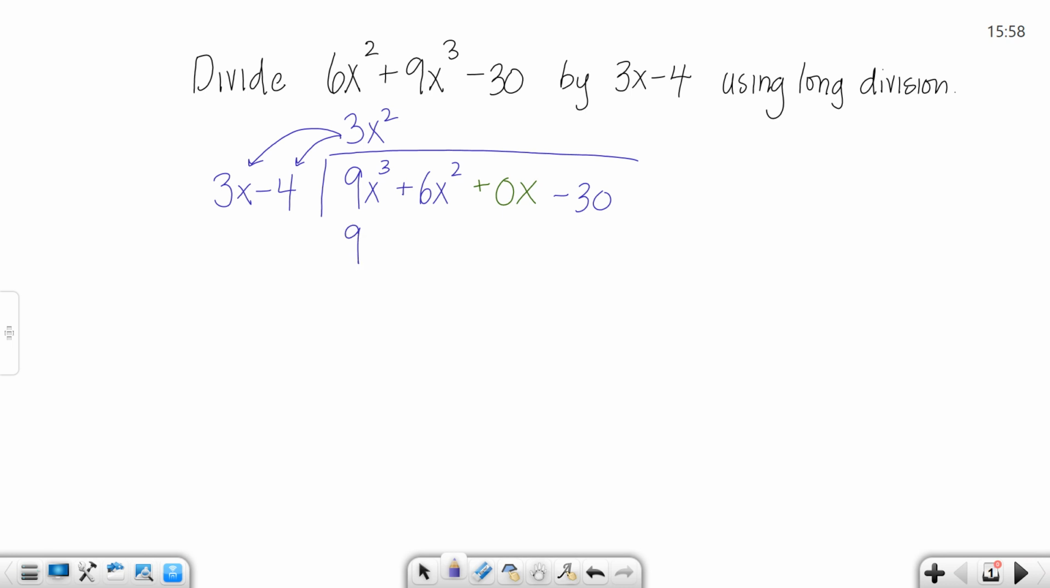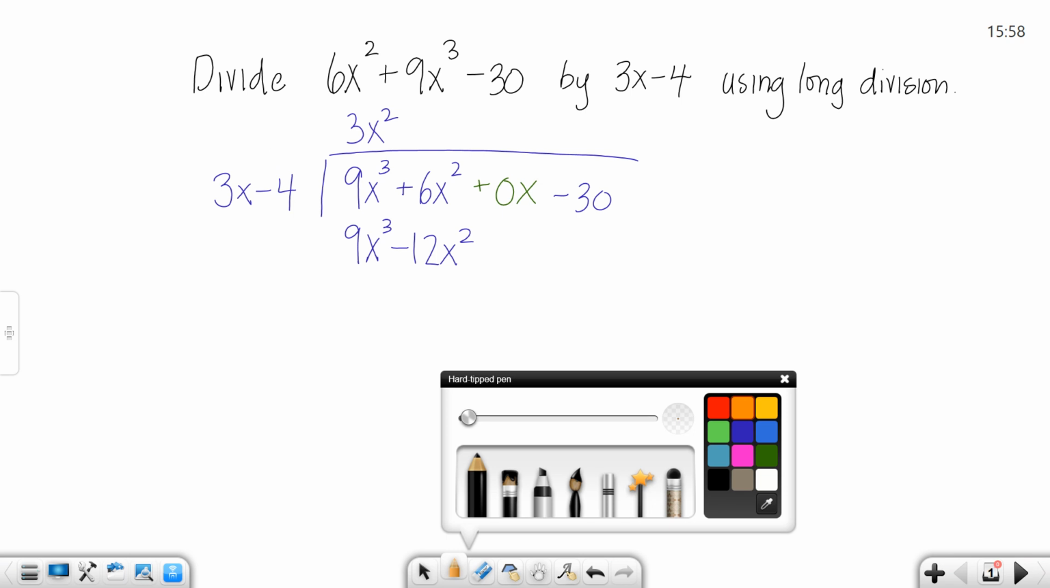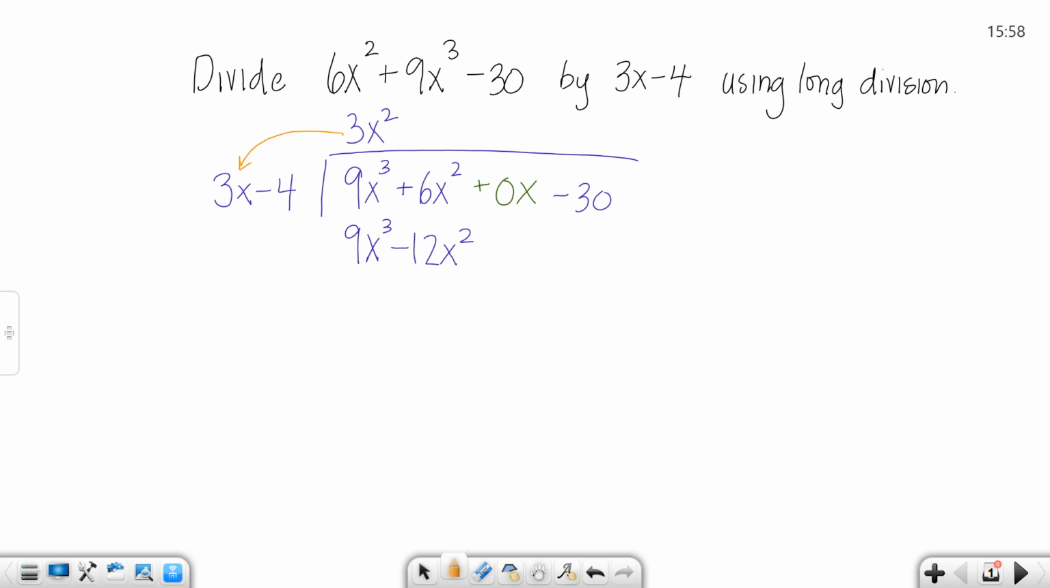So this would give you 9x cubed, but also multiply it by the 4. So that would give you negative 12x squared. So remember to multiply it down by both terms. That's where I usually lose people. So let me say that one more time. You're going to take that 3x squared and multiply it here. That's how I got 9x cubed. But you also multiply it by the 4. So that's how you get the 12.